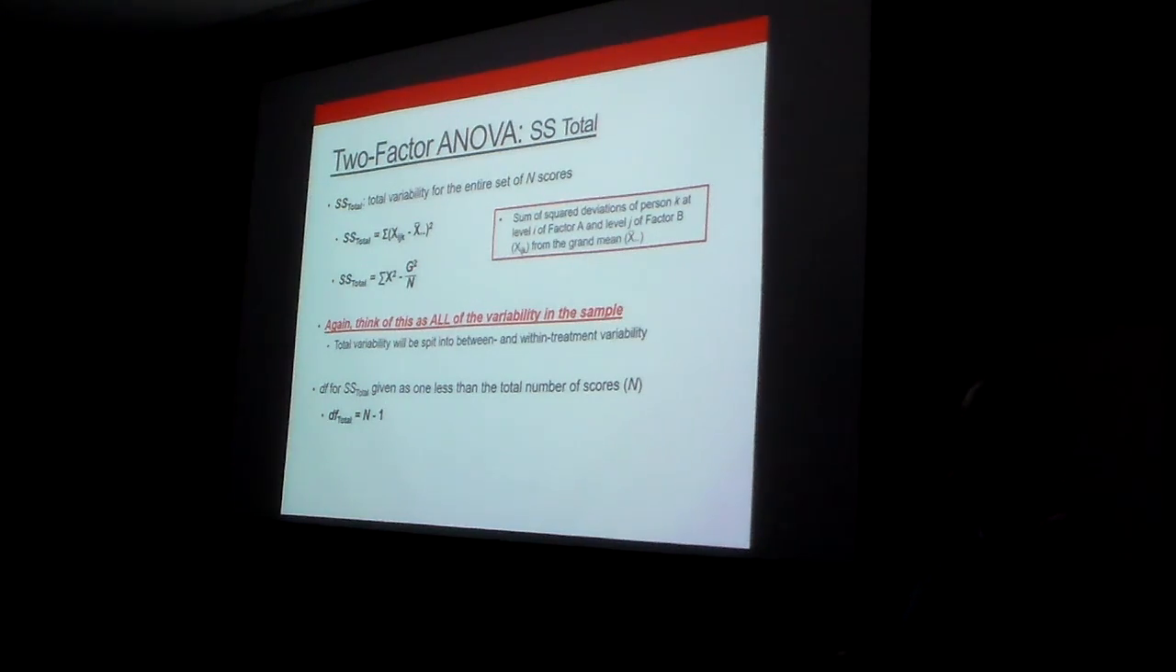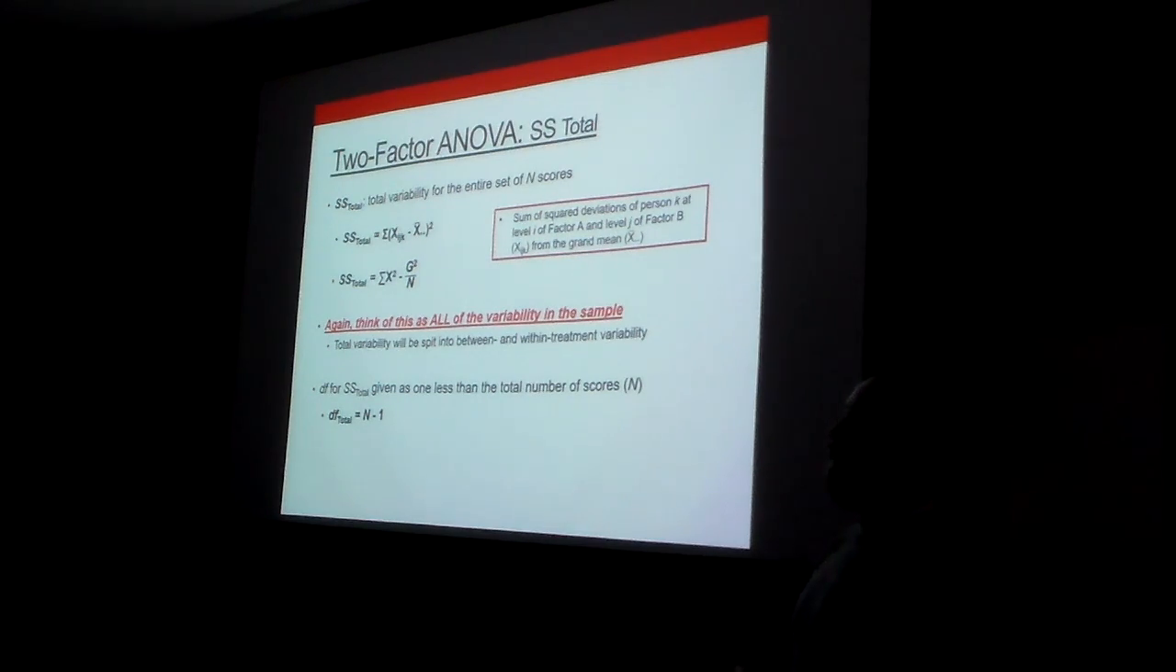Remember, the sum of squares is just a measure of variability, right? Same thing as variance is just a measure of variability. Standard deviation, a measure of variability, right? Your sum of squares is just a metric that is the sum of your squared deviations, right? So sum of squares total is the difference of everybody in the entire study's score from the grand mean, okay? This notation, don't get scared by this. We're just saying that this is the sum of the squared deviations of person i at level j of factor A, level k of factor B from the grand mean. Okay, so this is conceptually what's going on.